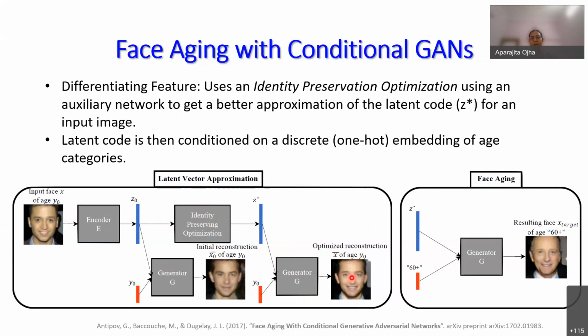Now, in the face aging application, because I now know Z prime, I can use this Z prime and another age, say 60 plus, and give this as input after G is trained, if G is rigorously trained. I will be giving this for the face aging, so it should produce something like this. That is the resulting face, X target of age 60 plus.